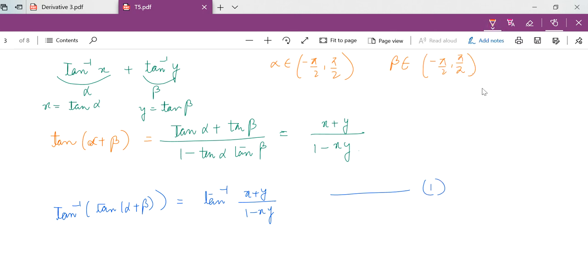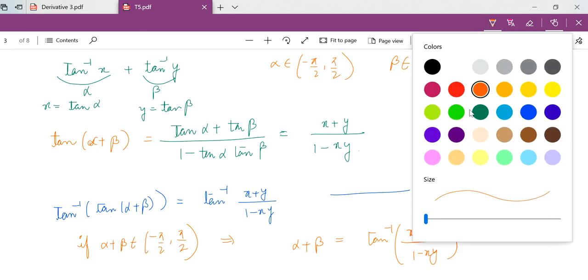Now, what's the issue then? The issue is that tan inverse of tan of x is not always x. It is x only when your alpha plus beta belongs to the interval negative pi over 2 to pi over 2. If this happens, then you can clearly say that your alpha plus beta, or tan inverse x plus tan inverse y, is this. Now the question is, how do I ensure that? When is my alpha plus beta here?